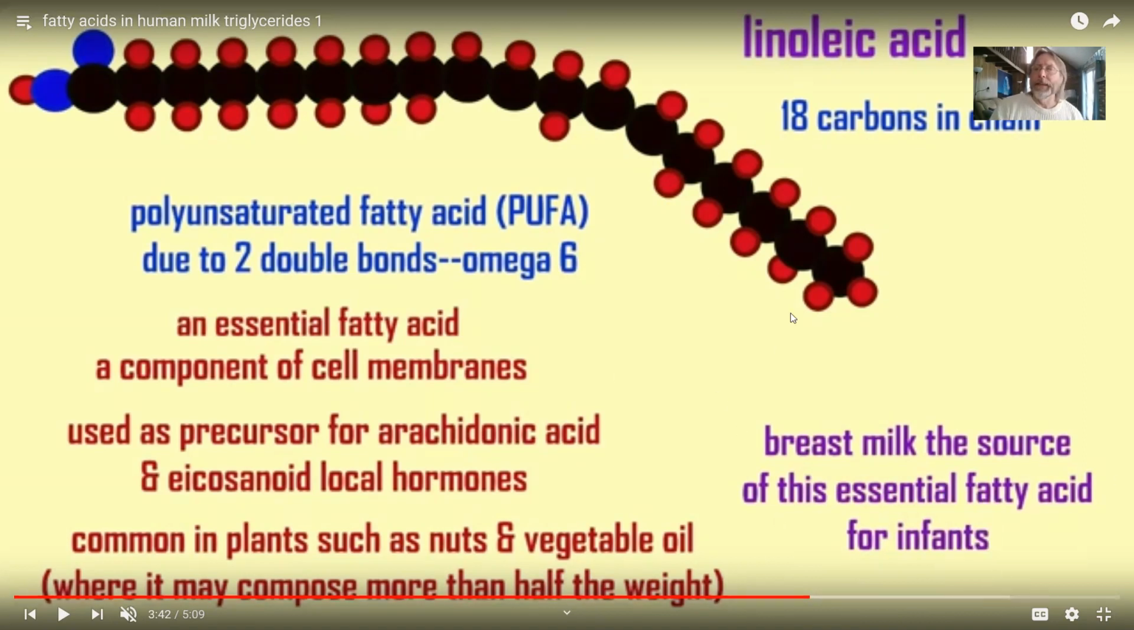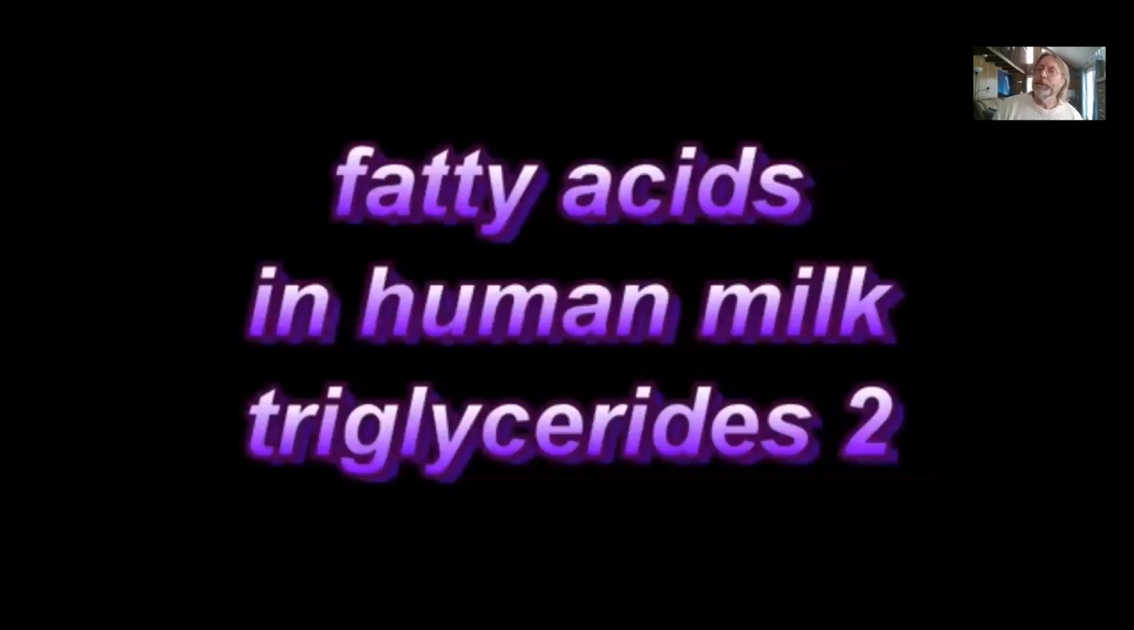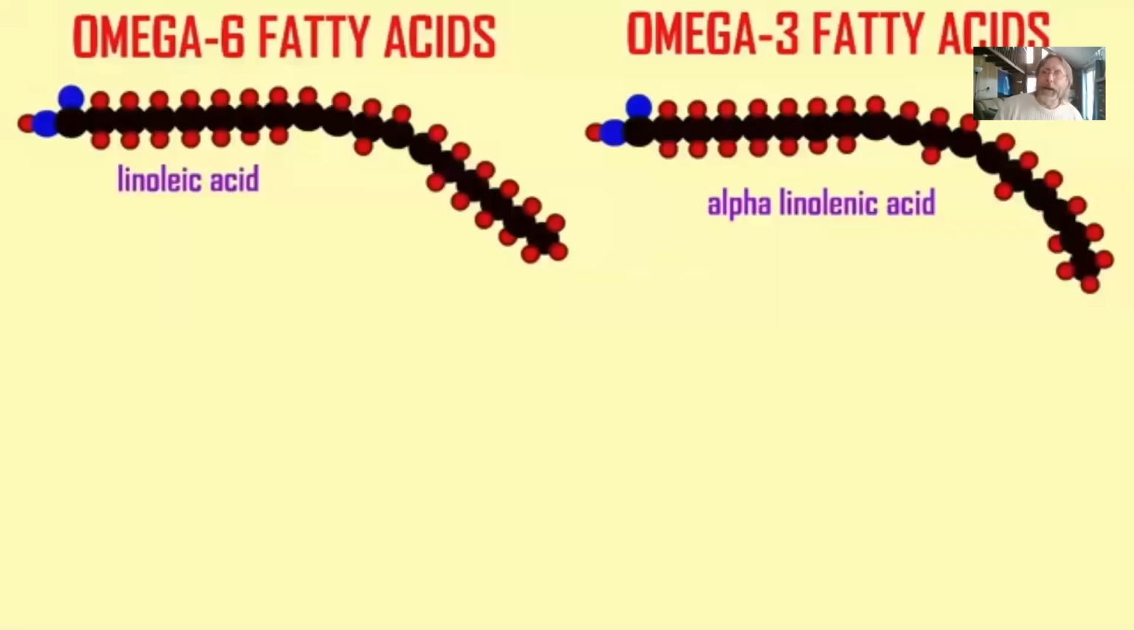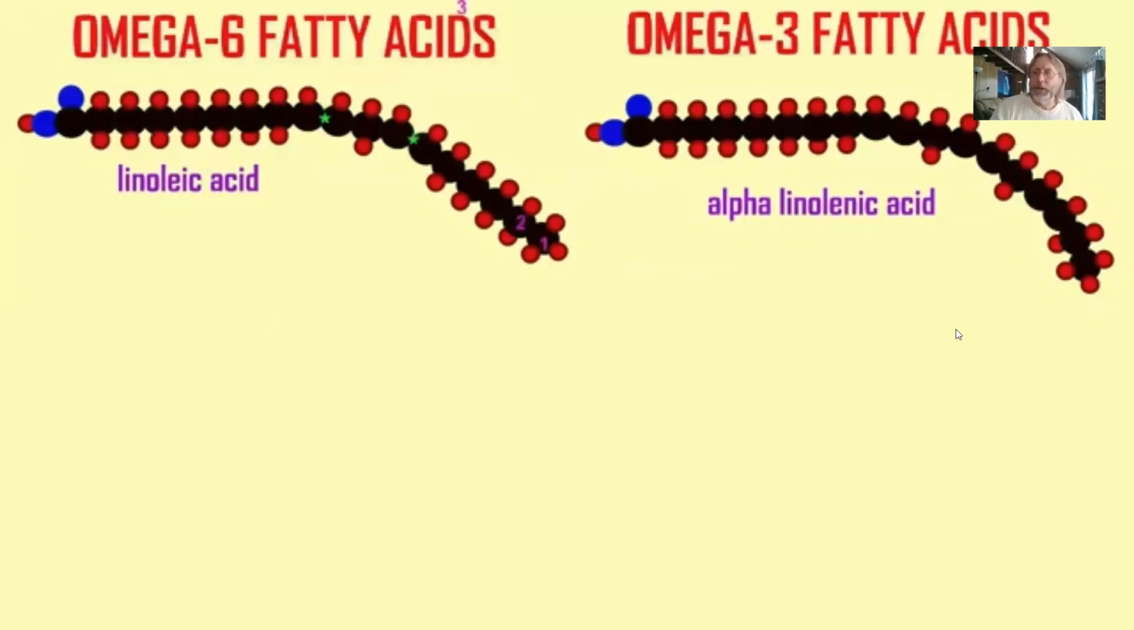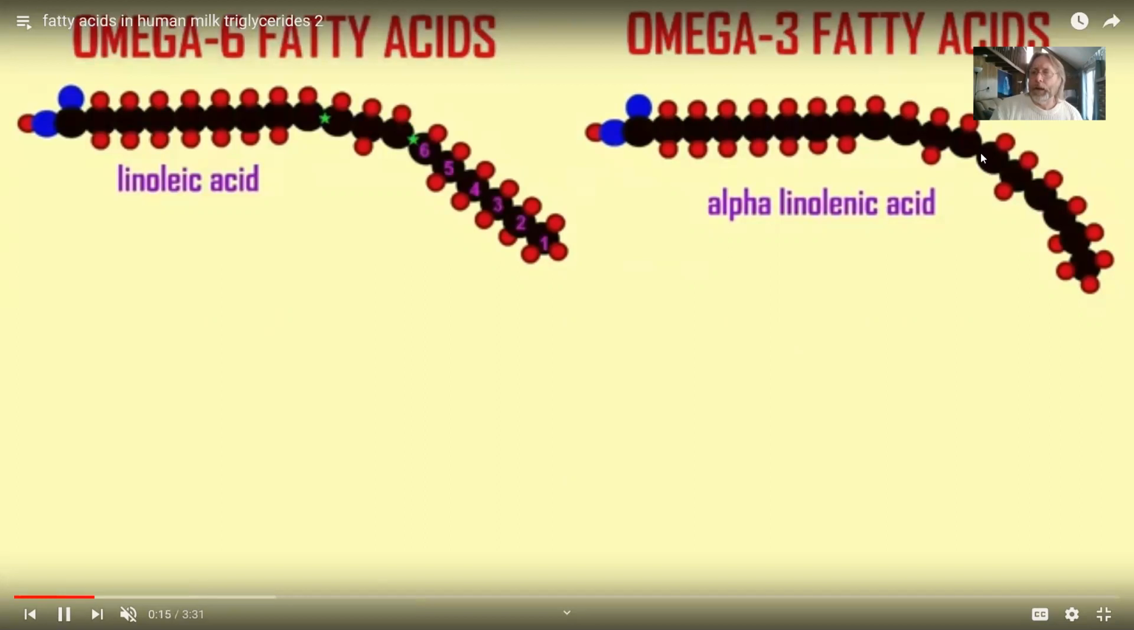And so this linoleic acid, it's an essential fatty acid. It's used as a precursor to local hormones. That's very important. But then in milk, there are also omega-3 fatty acids, including essential fatty acids, which are needed for brain development. And so these fatty acids can then be incorporated into the cell membrane lipids and are very important in the cell membrane of the nervous system.